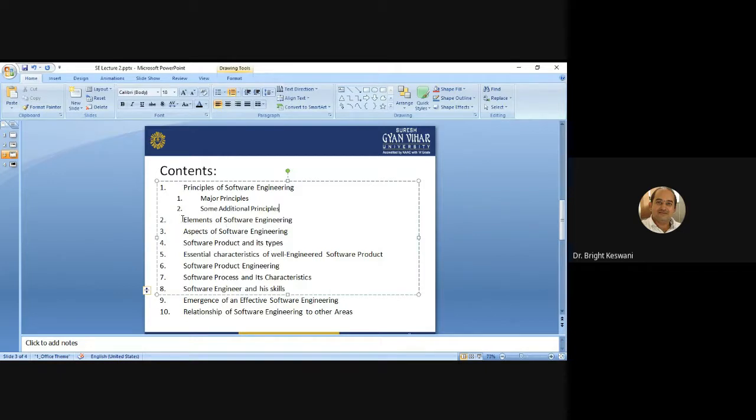Now come to the next part, that is elements of software engineering. There are some important elements of software engineering, like methods, procedures, tools and techniques. So methods, how do you define a method? A procedure for producing some result is called a method. It is also referred to as a technique.